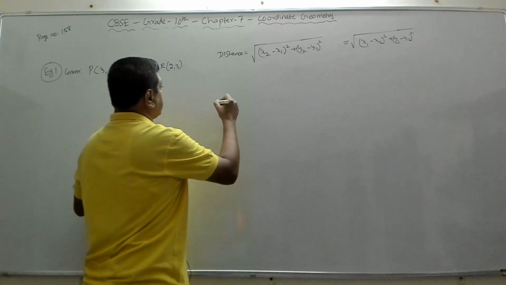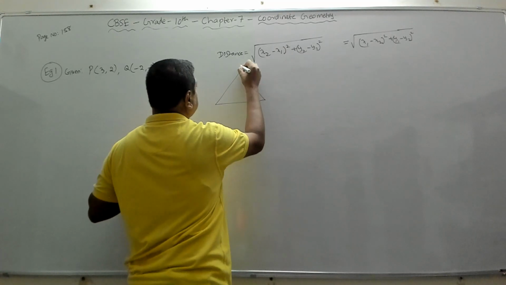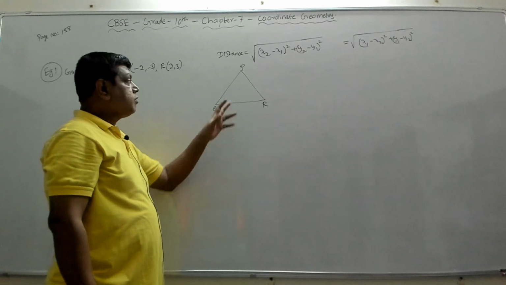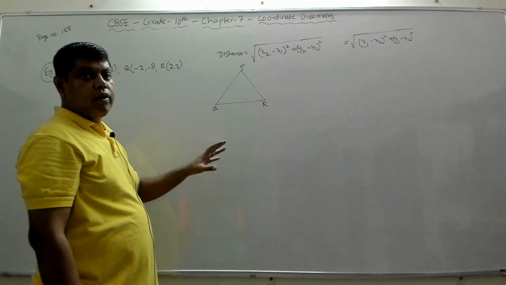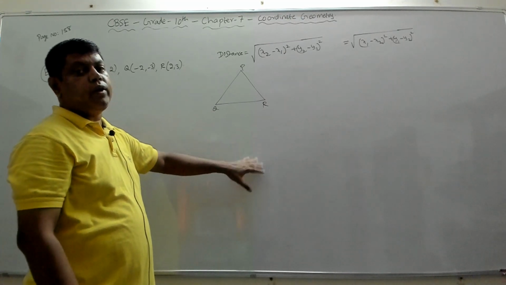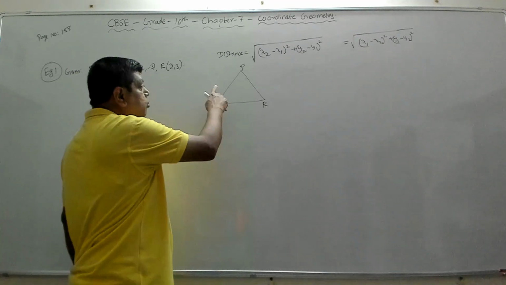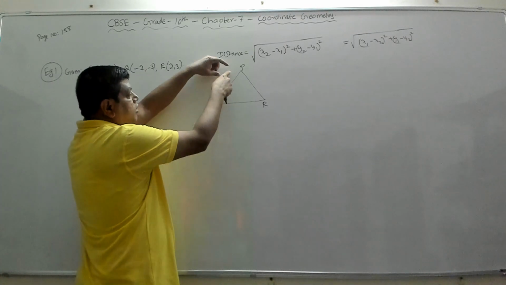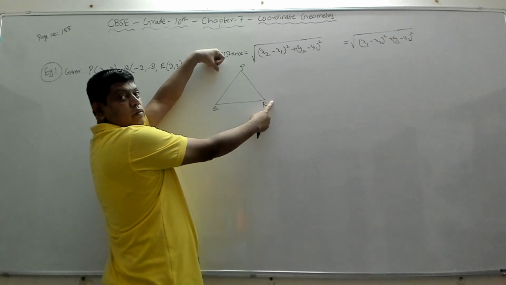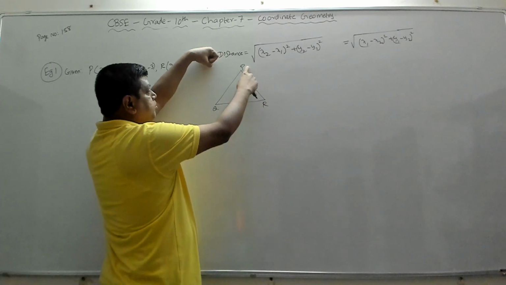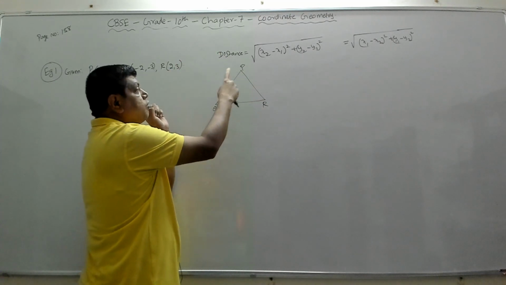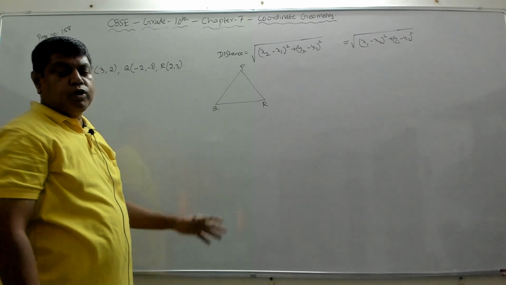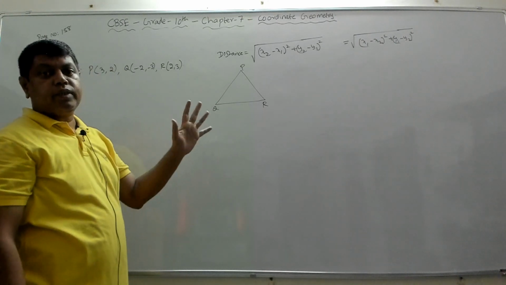Suppose you have a triangle like this, where this is P, this is Q, this is R. When can we form a triangle with 3 points? When it satisfies the triangle inequality. What does the triangle inequality say? The sum of any 2 sides of the triangle should be greater than the third side. So PQ plus QR should be greater than PR, QR plus PR should be greater than PQ, and PR plus PQ should be greater than QR.